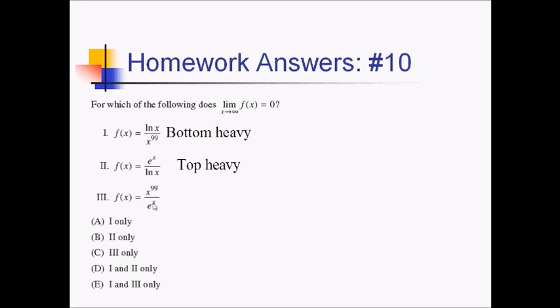And for choice 3, x to the 99th and e to the x, this one's a little bit trickier, but hopefully you remember that exponential growth eventually outpaces polynomial growth every time. So this is also a bottom heavy function. Now the bottom heavy ones are the ones where you have an asymptote at y equals 0 and a limit at 0. So that means that choices 3 and 1 are the two options we want. So that would lead us to pick answer choice E.